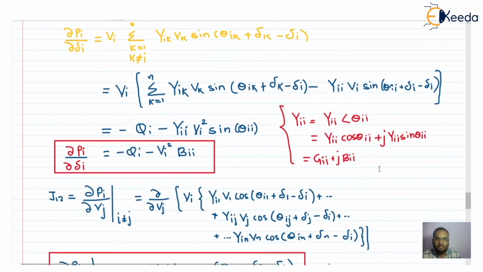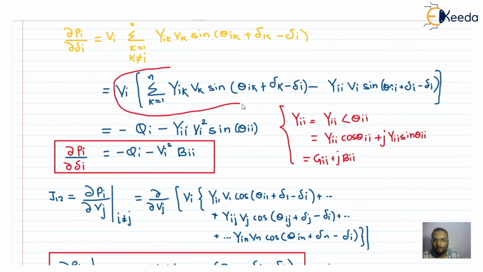Now you see this term, V into this term. Is it equal to Qi or minus Qi? Yes, if you refer to the static load flow equation, it is equal to minus Qi. Now the plus delta i minus delta i gets cancelled. So what we are left with is Yii Vi squared sine of theta ii.